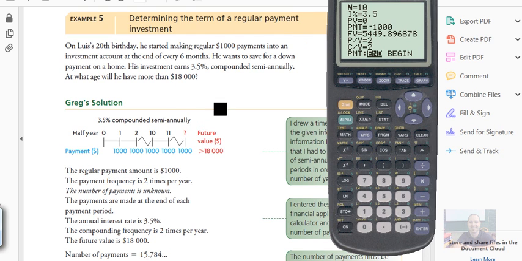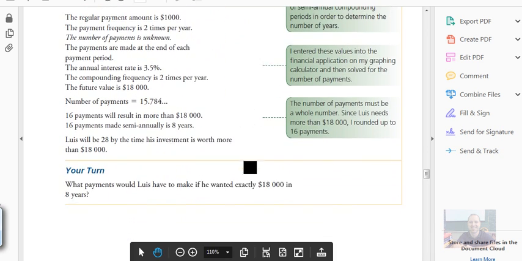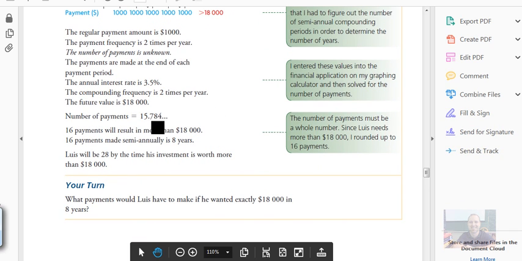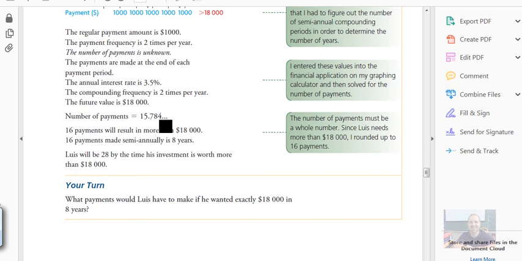So it looks like we're trying to find n. Future value, we didn't do that one. Future value needs to be what? At least $18,000, right? Okay, so does that look good? We got everything in there? PV is present value. Okay, so let's calculate here, and okay, 15.78. Let's see if that matches up with what the book is saying. Look at that, 15.784. Number of payments.